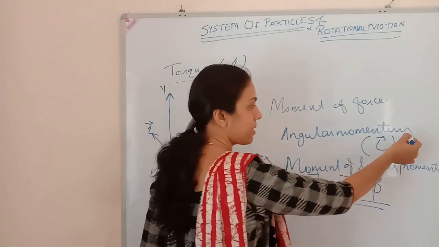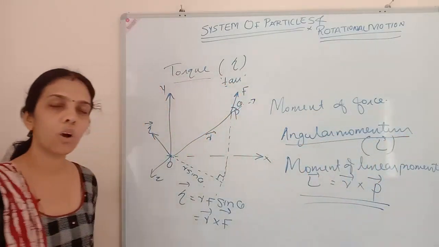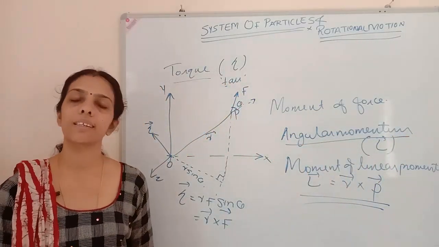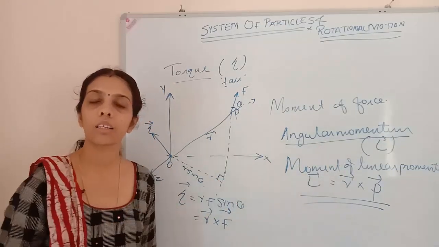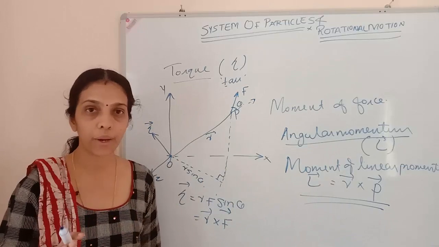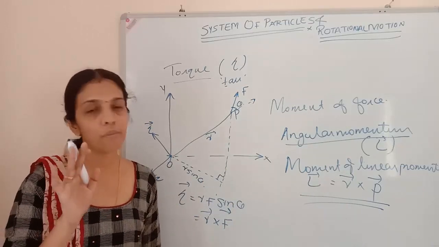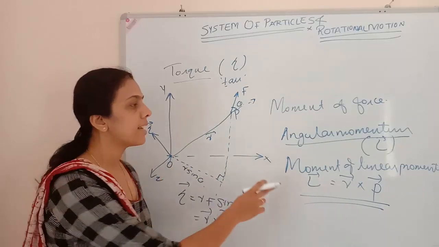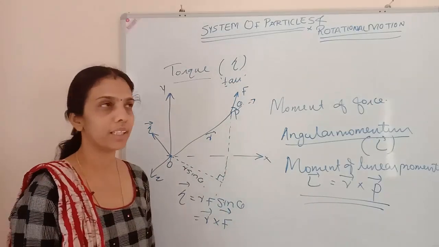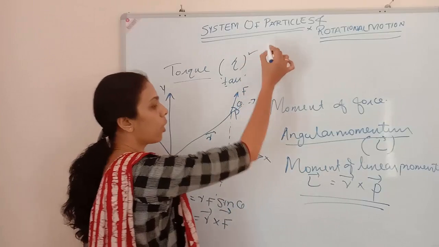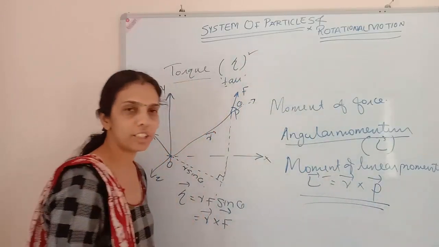Angular momentum is the rotational analog of linear momentum. It is called the moment of linear momentum. L equals R cross P. All these are vector quantities. We know the cross product is a vector product. So that is angular momentum. Clear? Now we are going to study a relation between torque and angular momentum.